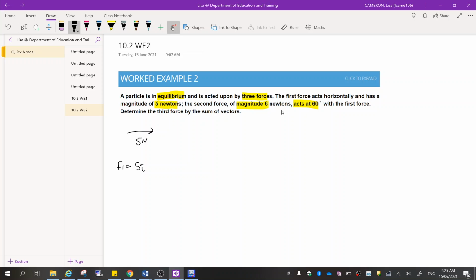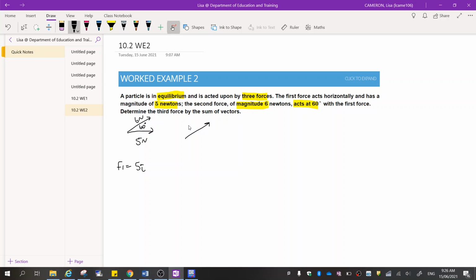Now, this second part over here is changing our diagram slightly. So it's saying it acts at 60 degrees. So if I put it up in this positive section, that just means both components will be positive. If I put it down here, that means that my i component will still be positive, but my j component will be negative. Doesn't matter what you do, because you're still going to relate it back in the end in terms of what angle it's acting on one of the forces. So here we go. There's my second force, 6 newtons, and that is 60 degrees.